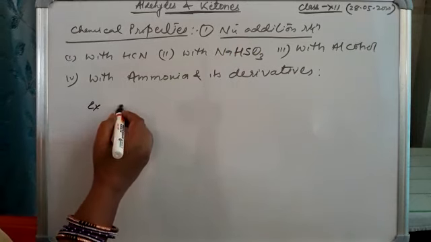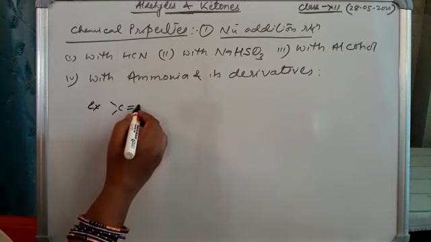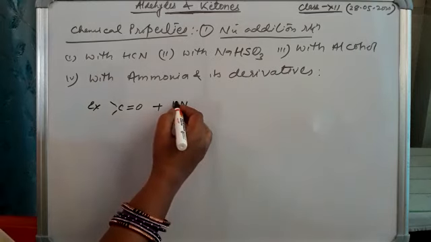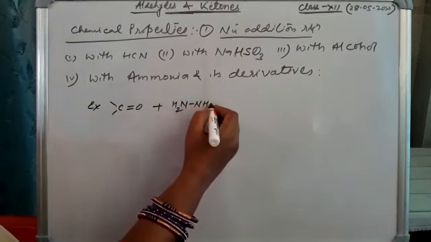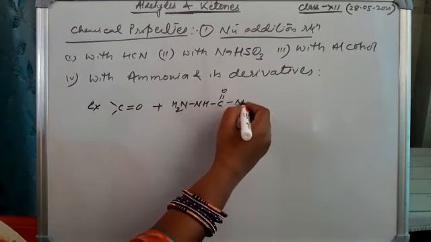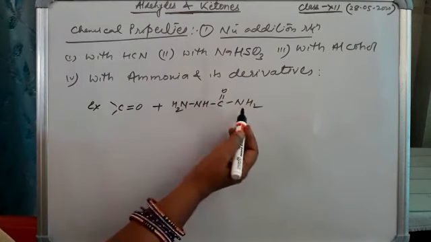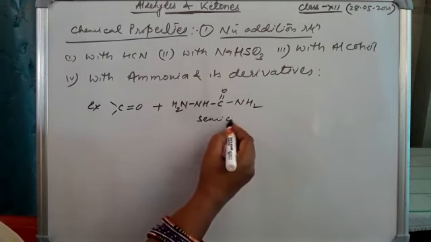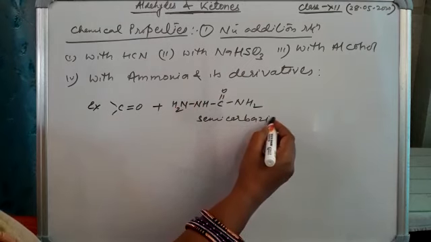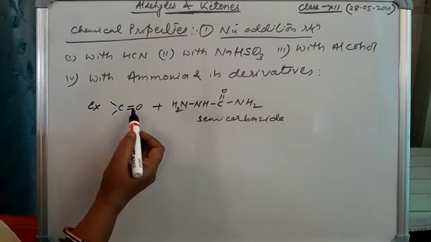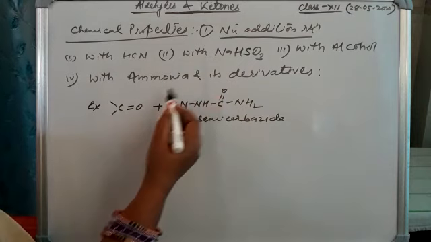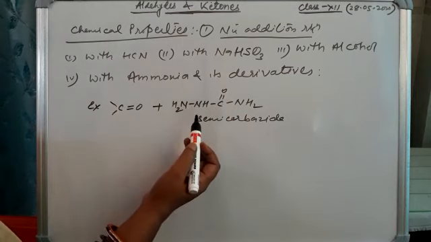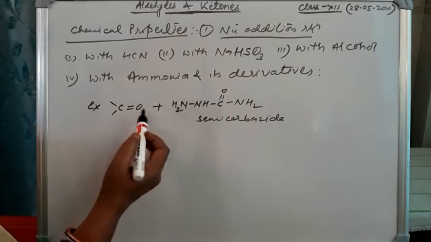For example, when a carbonyl group, either aldehyde or ketone, is treated with semicarbazide, first write the formula of semicarbazide, in which there are two NH2 groups present. So the carbonyl group loses oxygen and semicarbazide loses hydrogen, which means removal of a water molecule takes place. So which NH2 group is involved with the carbonyl group?